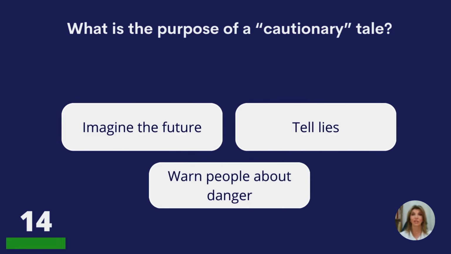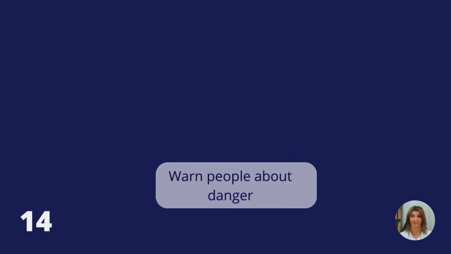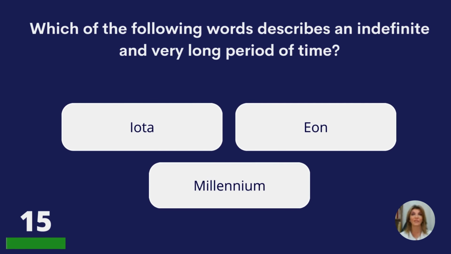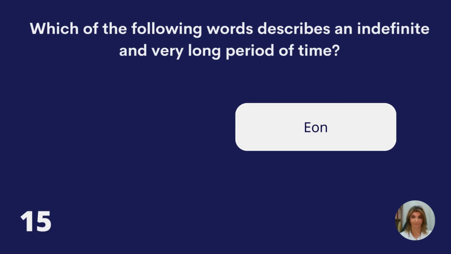What is the purpose of a cautionary tale? Imagine the future, tell lies, or warn people about danger? Warn people about danger. Which of the following words describes an indefinite and very long period of time? Iota, eon, or millennium? Eon.